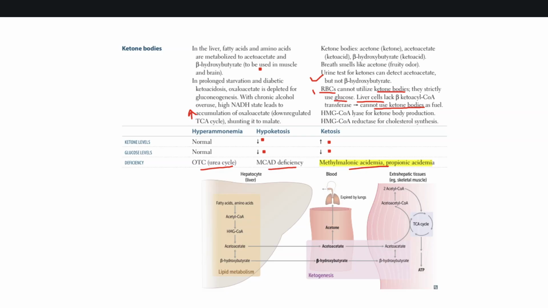Eventually, it may turn into acetone, and it can be expired by the lungs, so you get that fruity smell in their breath. Or it goes into the skeletal muscles, and they can also convert it back into some sort of energy. So that's the main reason why ketones are spilled over. They're still energy capable, they can still deliver some energy, but what it ends up doing is causing a lot of metabolic acidosis.